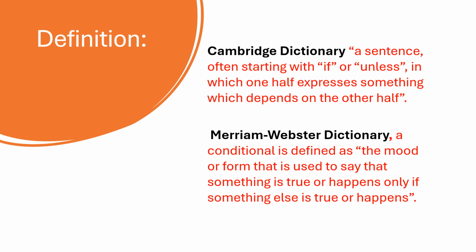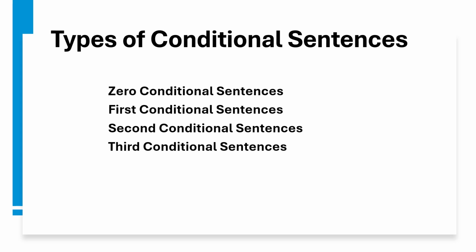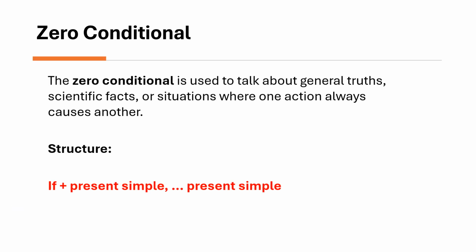According to Merriam-Webster Dictionary, a conditional sentence is defined as the mood or form that is used to say that something is true or happens only if something else is true or happens. Types of conditional sentences. In the English language, conditional sentences are divided into four main types: zero conditional sentences, first conditional sentences, second conditional sentences, and third conditional sentences.